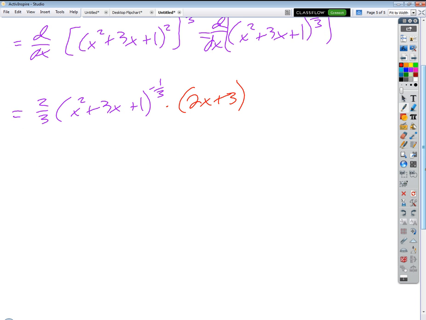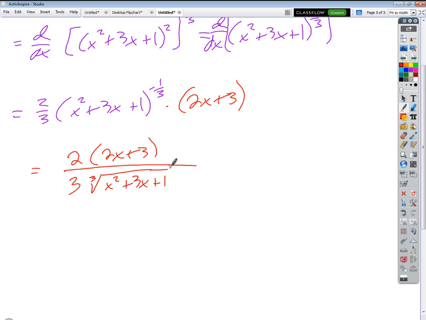If I did want to simplify this one a little bit, probably the only way would be writing it in terms of positive exponents. So this would look like what rational function? 2 times 2x plus 3 over 3 times the quantity x squared plus 3x plus 1 to the 1/3, which is the same as a cube root. So if I wanted to, I could even write it like this. The negative exponent means the bottom, and the 1/3 means cube root.